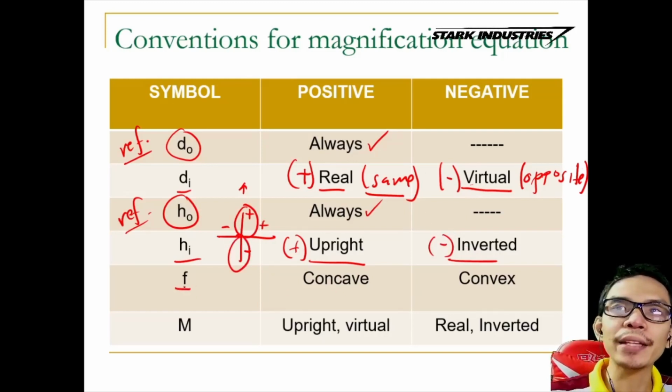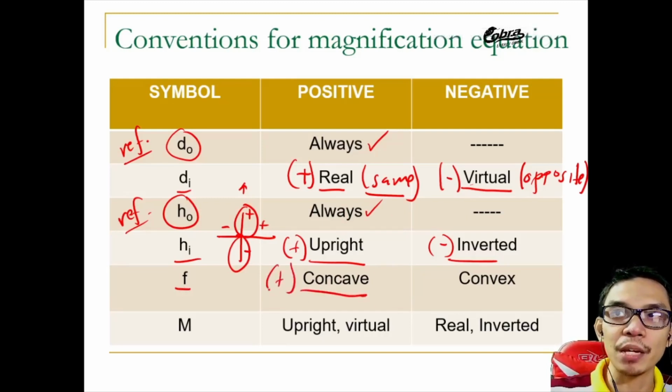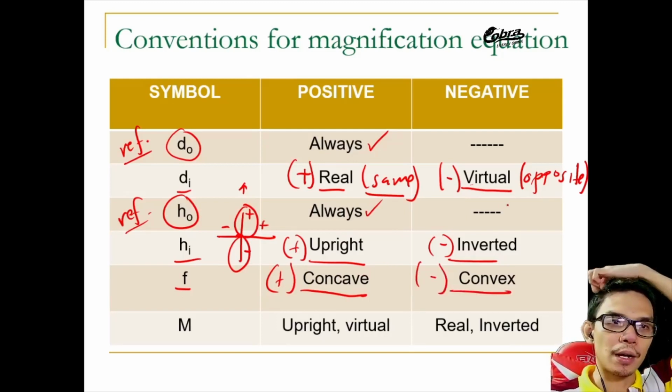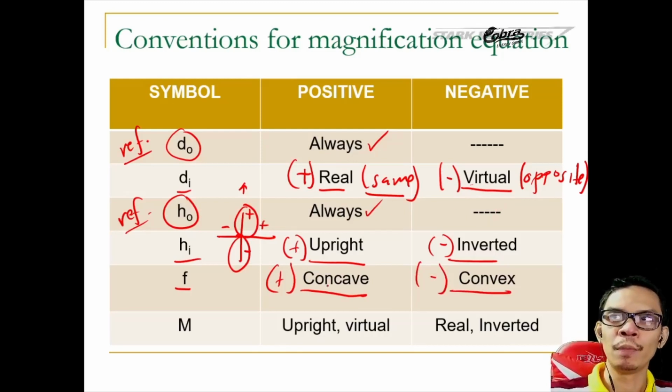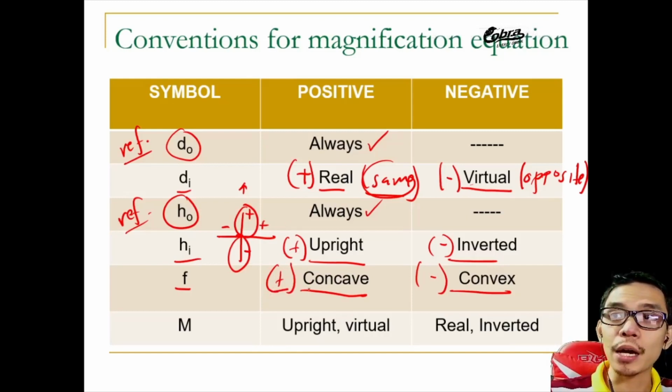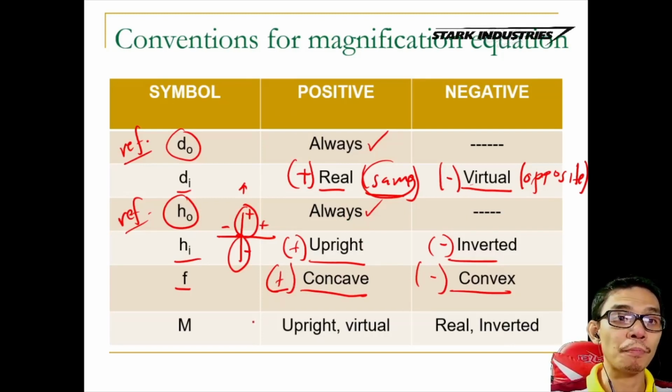In terms of focal length, in a concave mirror it is positive, and in the convex mirror it is negative. Why? It's because the images formed in a concave mirror are real images. Therefore, it is on the same side as the object. So the concave mirror can be positive because the image formed in this case is on the same side relative to the object.